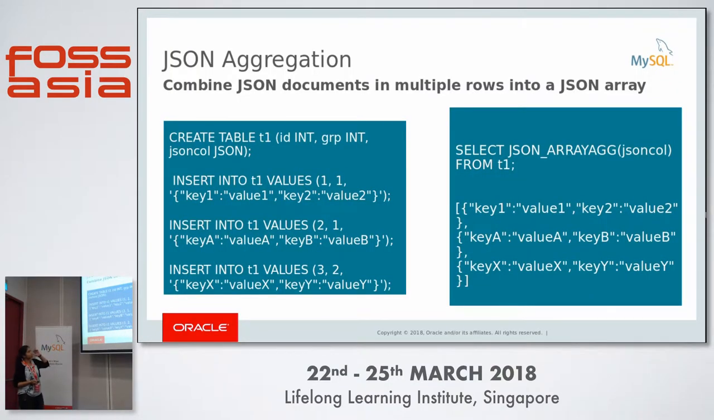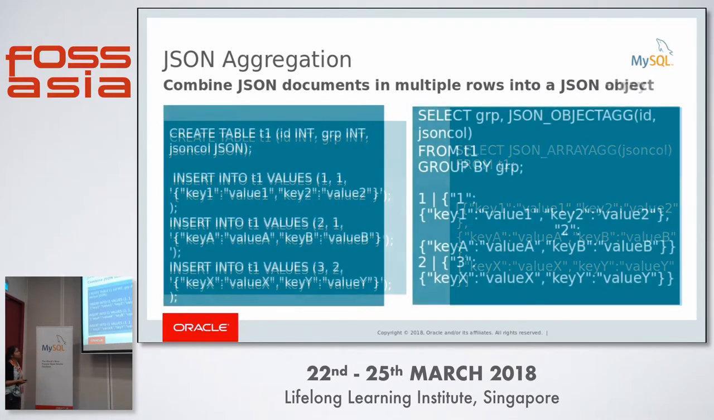The first one is the JSON aggregation functions. JSON_ARRAYAGG. I'm not going to cover how to create a JSON object and all those things, it's just the new functionality. Here we have a table having a JSON column, and this is the kind of output you get when you use JSON array aggregate. It has aggregated all the JSON key value pairs into an array. This can be used in your applications in many ways.